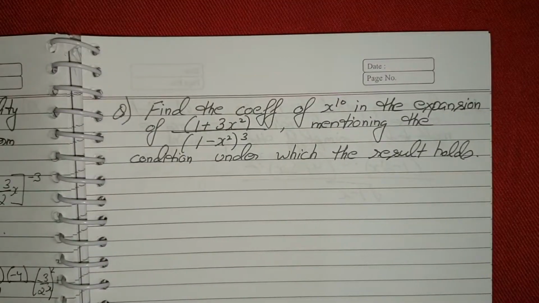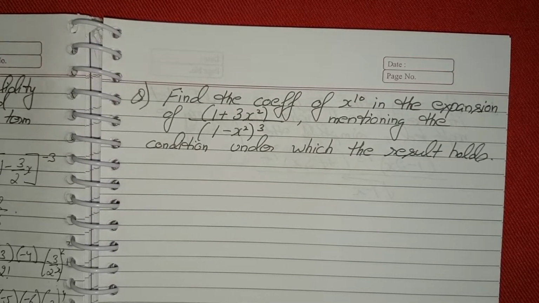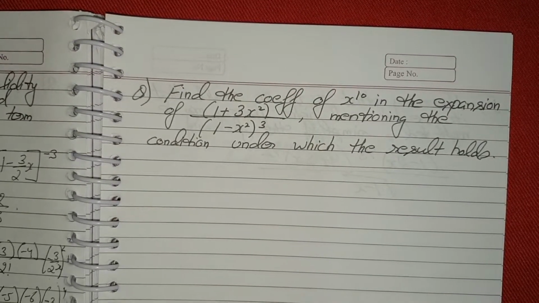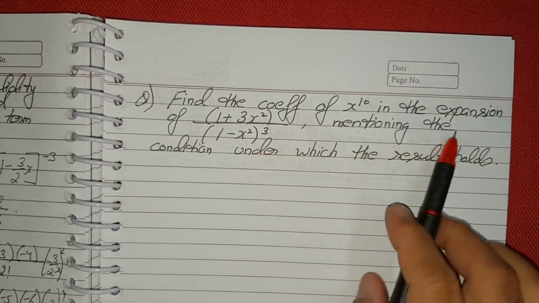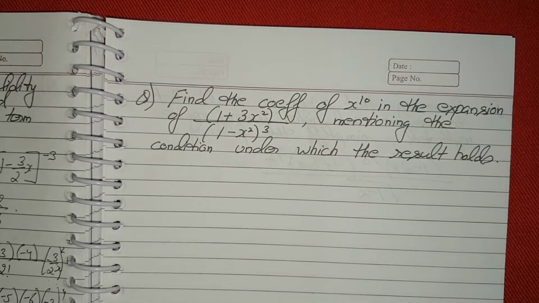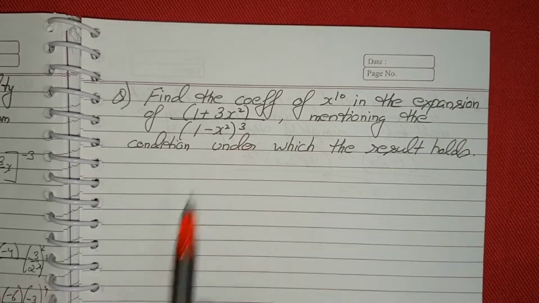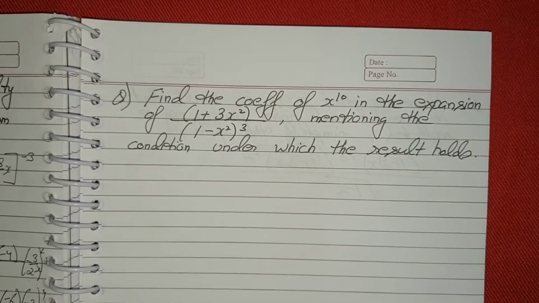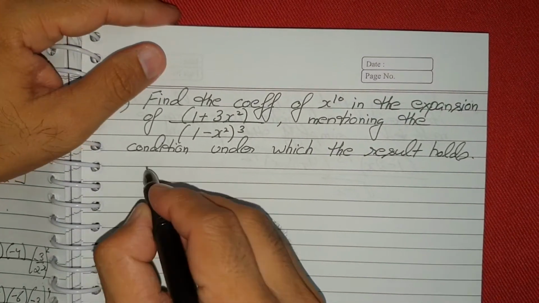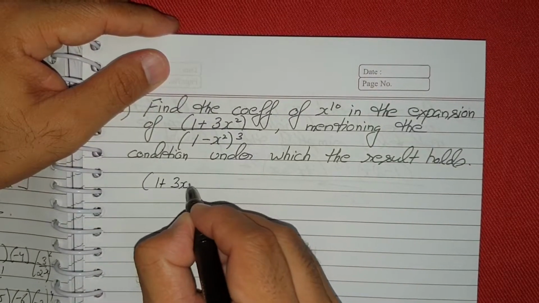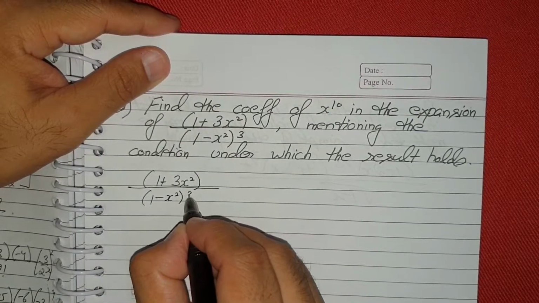Okay. Now, next example: find the coefficient of x to the power 10. You have to find the coefficient of x to the power 10 in the expansion of 1 plus 3x square upon 1 minus x square whole cube, mentioning the condition under which the result holds. So you also have to state the condition under which the result holds. So this is the case. Now this thing is 1 plus 3x square upon 1 minus x square whole cube.